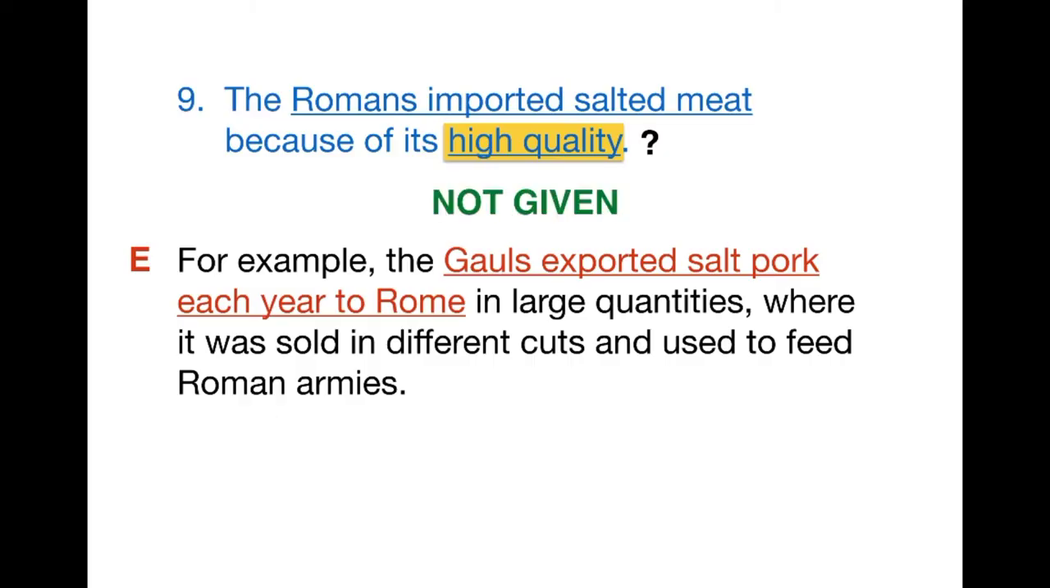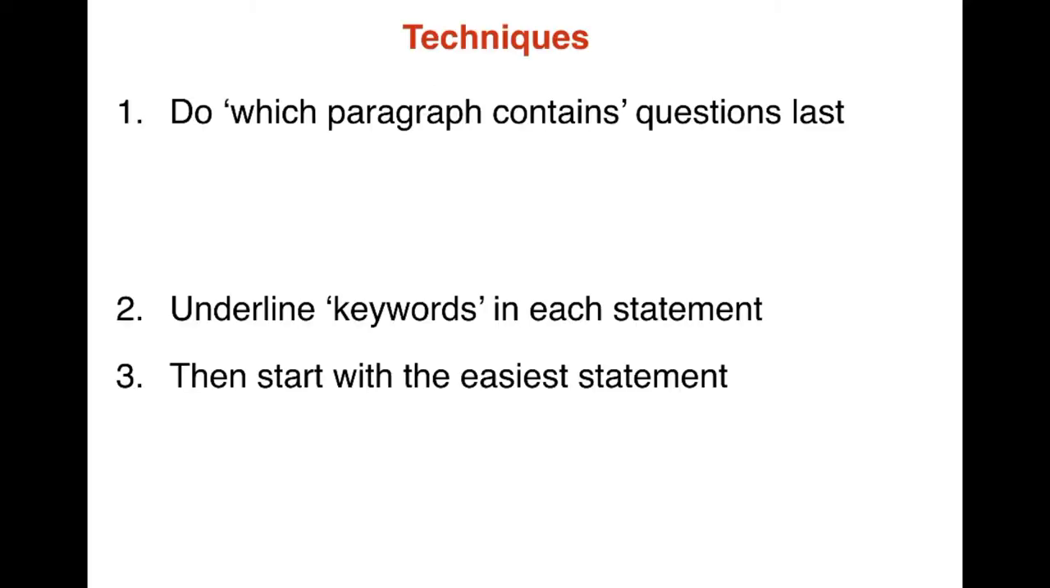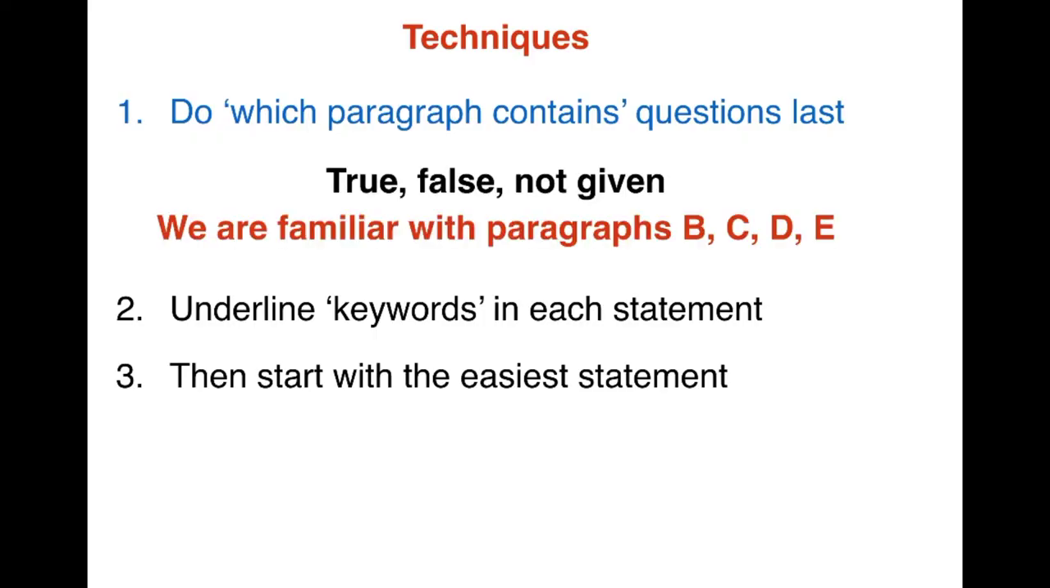Now that we've done those true, false, not given questions, let's quickly check our techniques before we carry on. The first technique we've just done: do which paragraph contains questions last. We've done that because we've just done the true, false, not given questions. The advantage is that now we are familiar with paragraphs B, C, D and E because we got the answers for the true, false, not given section from those 4 paragraphs. Now we can start the which paragraph contains questions, and our next technique is underline keywords in each statement.